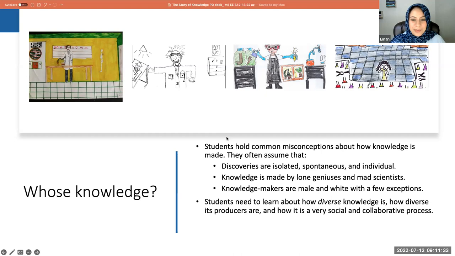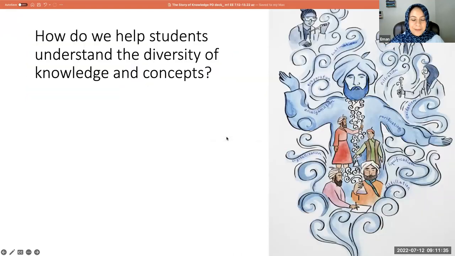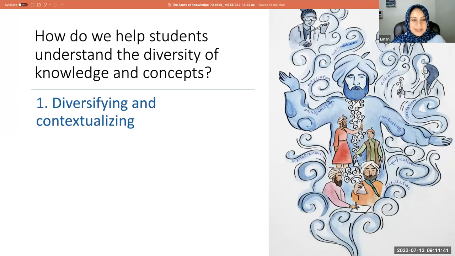And I hope that what we talk about today will give you some ideas for that. So how do we help students understand the diversity of knowledge and concepts? The first thing is diversifying and contextualizing. And diversifying is, as I said, not just in terms of representation, but in terms of what counts as knowledge and really having that kind of conversation.